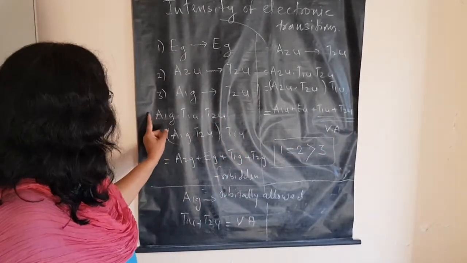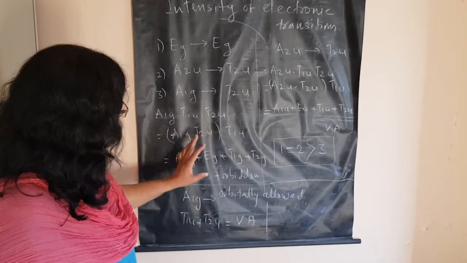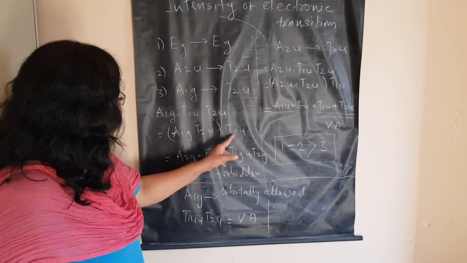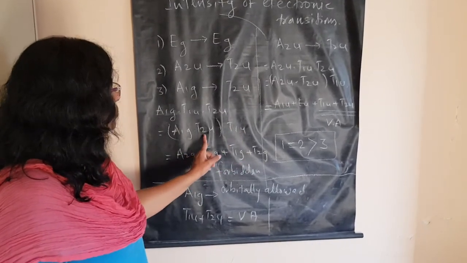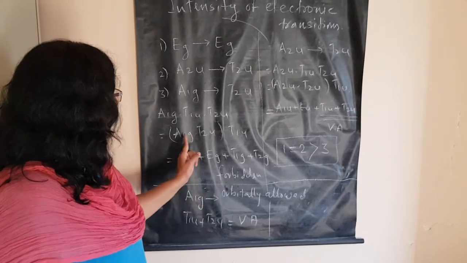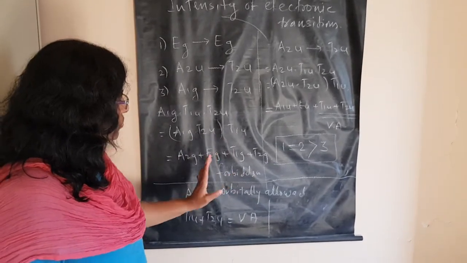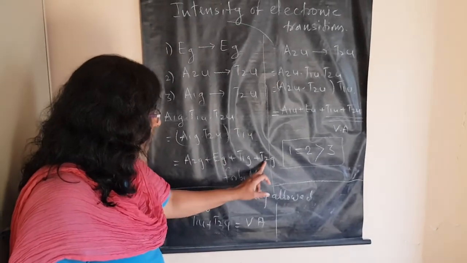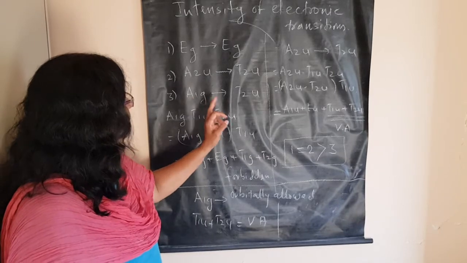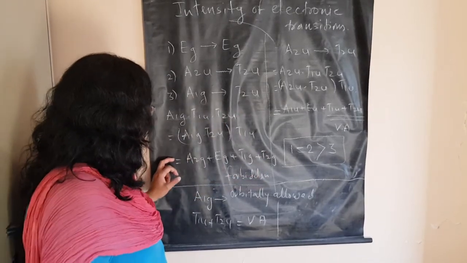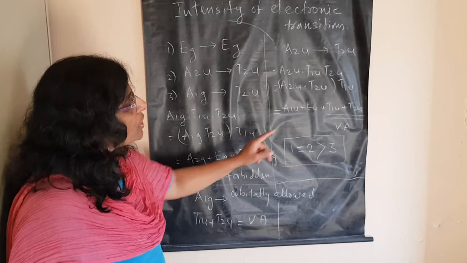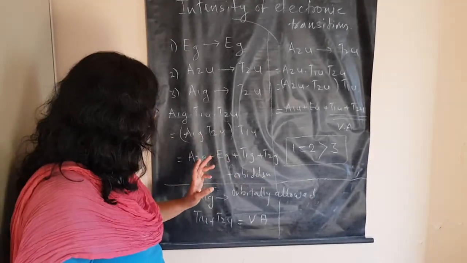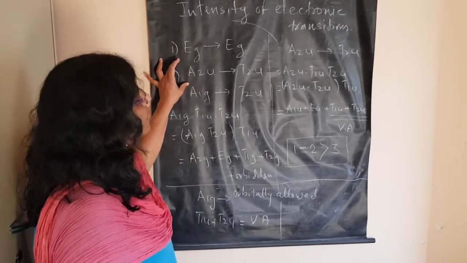Now the third transition, A1g to T2u. Again I followed a similar procedure: A1g to T2u with T1u outside, multiplying A1g with T1 first, then T2u with T1u, and g into u. The answer is A2g plus Eg plus T1g plus T2g. You will see that there is no A1g, and there is no T1u or T2u. Therefore this transition is forbidden, whereas the first and second were vibronically allowed.